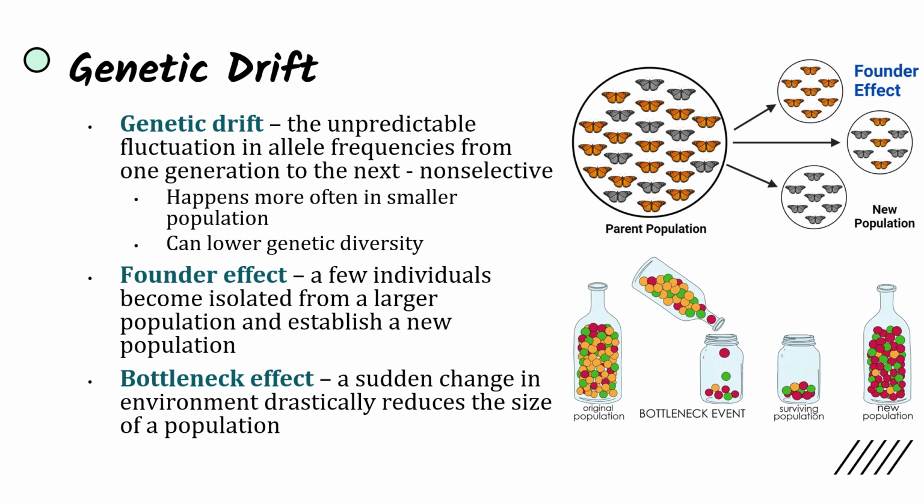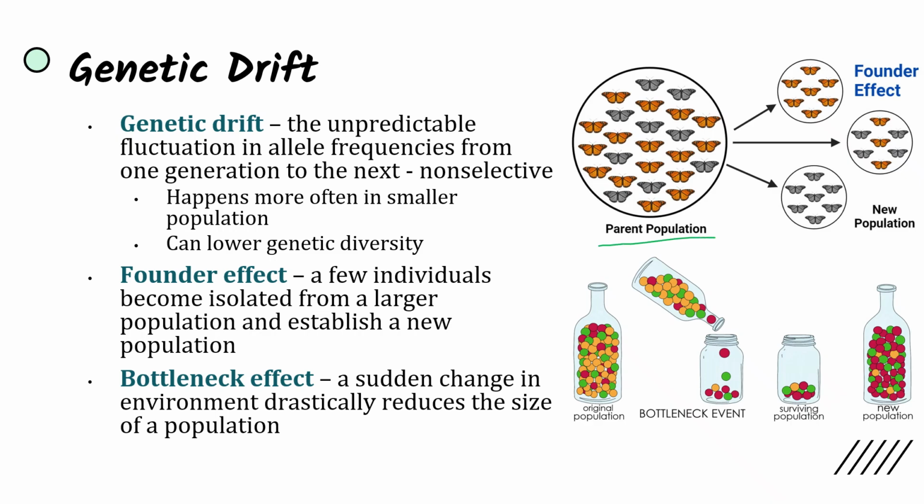We also have genetic drift, which is the unpredictable fluctuation in allele frequencies from one generation to the next. So it's non-selective, it's random. And genetic drift has a higher chance to happen in smaller populations because there's not as much variety to begin with. And this can lower genetic diversity, which means that this population may not be able to survive environmental changes as well, because there are not so many traits for natural selection to act on. An example of genetic drift is founder effect, where a few individuals become isolated from the larger population and establish a new population.